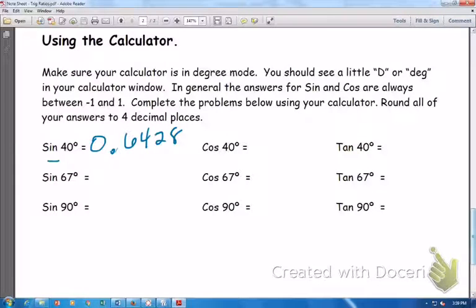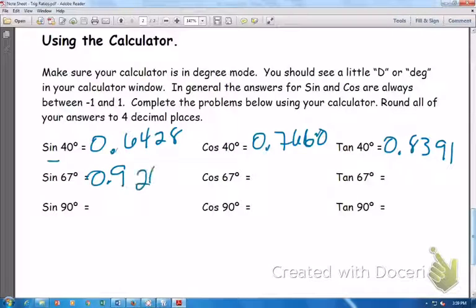The cosine of 40 degrees is 0.7660. And the tangent of 40 degrees is 0.8391. Okay? And then go through and type these in and just hit some buttons and we can get these values. So hopefully you're doing this along with me and getting these same values.